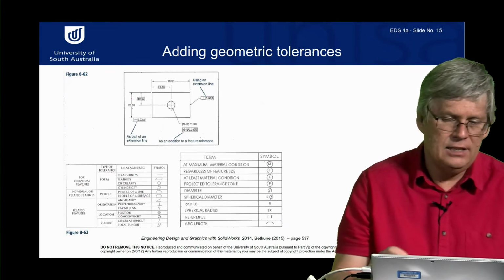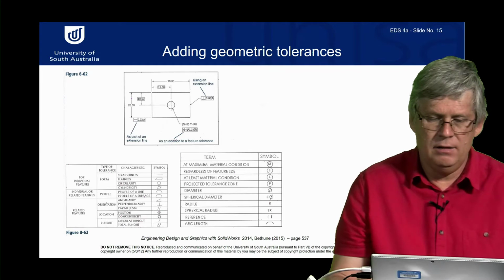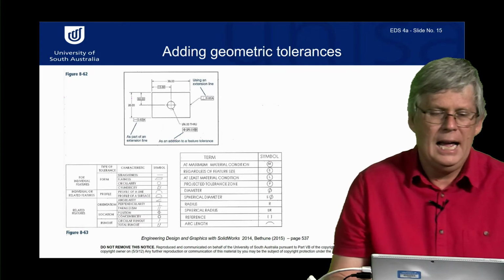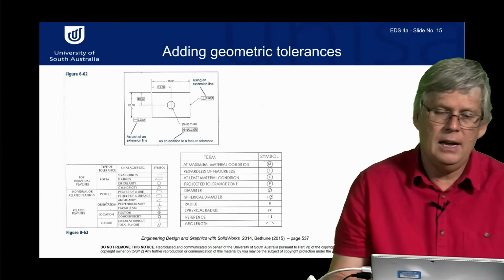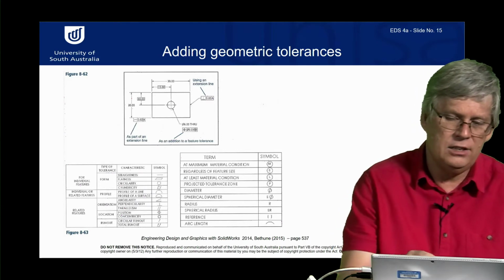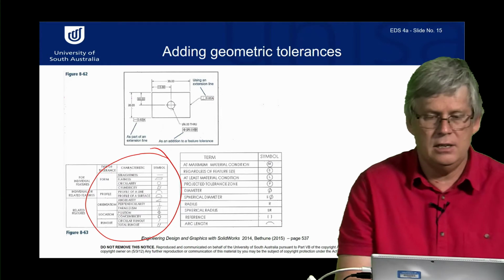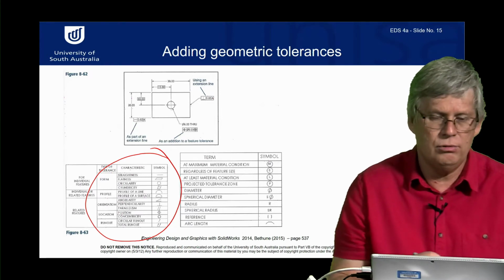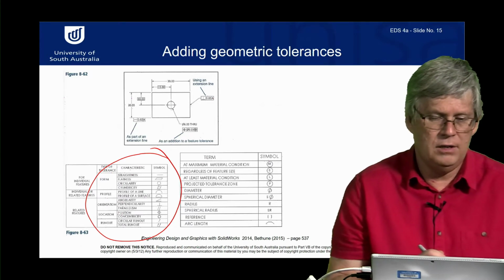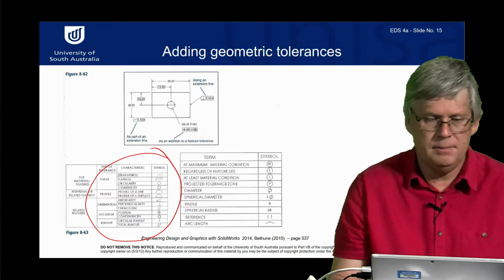So here's a list taken out of the textbook of some of the different geometry tolerances and their symbols. It's a consolidation of what's in the Australian standards, which also follow the international standards. So you can see those different symbols and the words there.